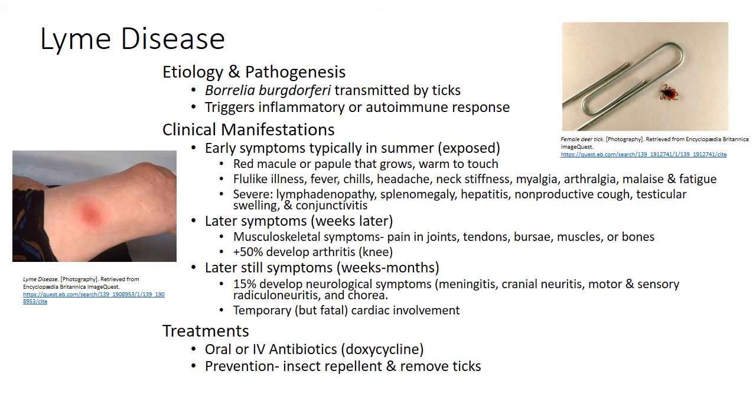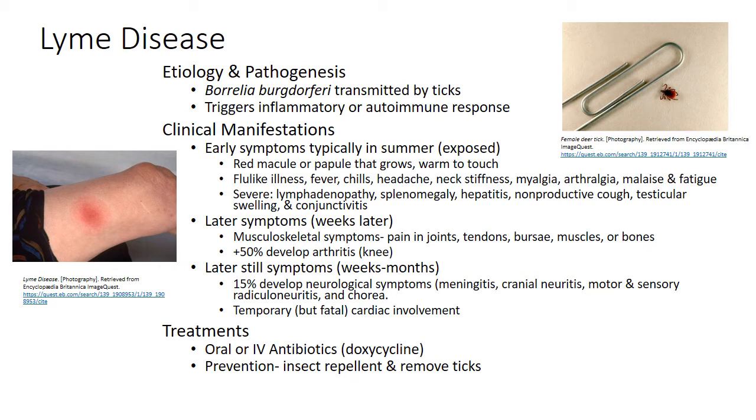Lyme disease is a complex illness caused by Borrelia burgdorferi, which is a little bacteria that's carried and transmitted by ticks, usually the deer tick, which as you can see in the photo in the upper right are super small. That's a paper clip there for size comparison. Some people don't even know that they've been bit. We do find these ticks in North America, in Europe, and in Asia.